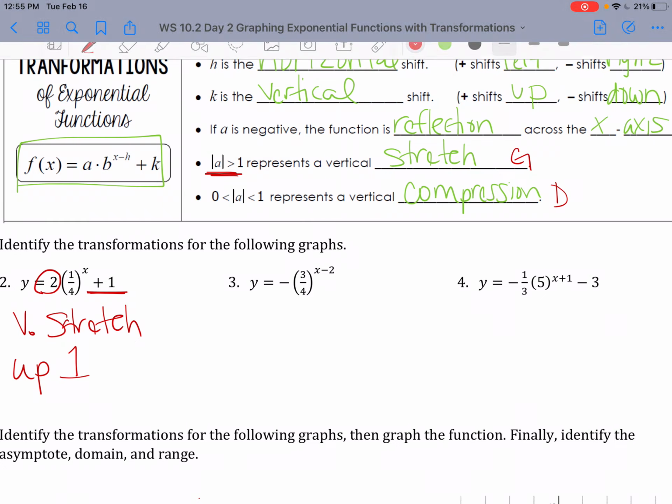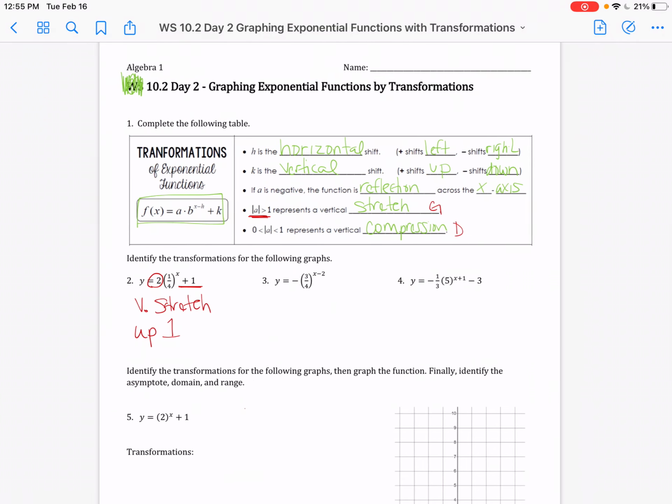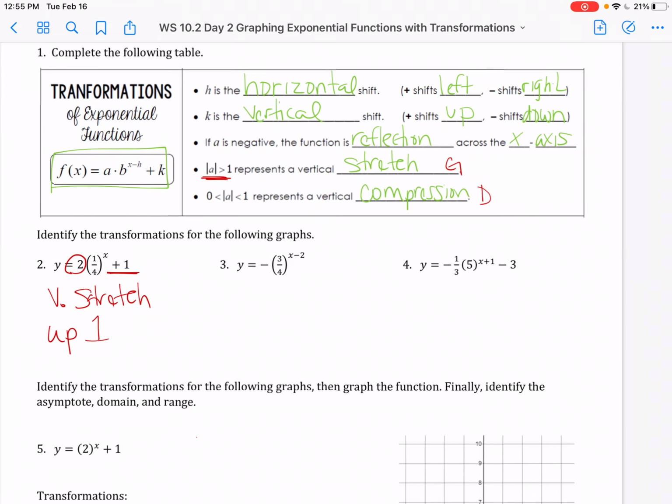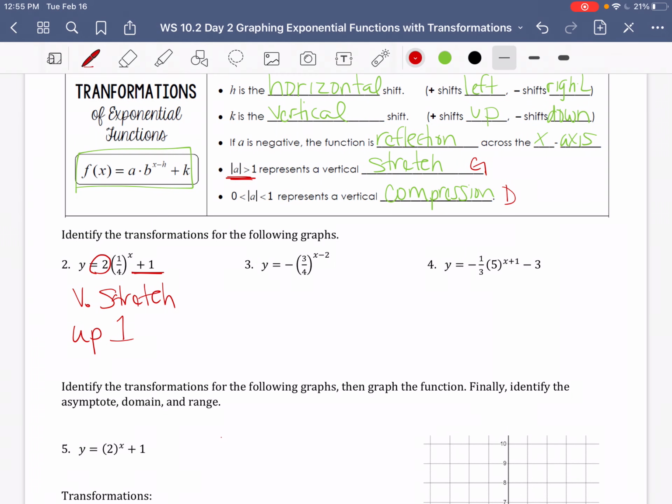I skipped number 1. Whoops. Oh no, there was no number 1. That was just in the table. Okay, number 3 has a negative value in front, so that is a reflection. It has a -2 in the exponent, so if it's x minus 2, it's going to be horizontal, and that means it's the opposite, so it's going right 2.